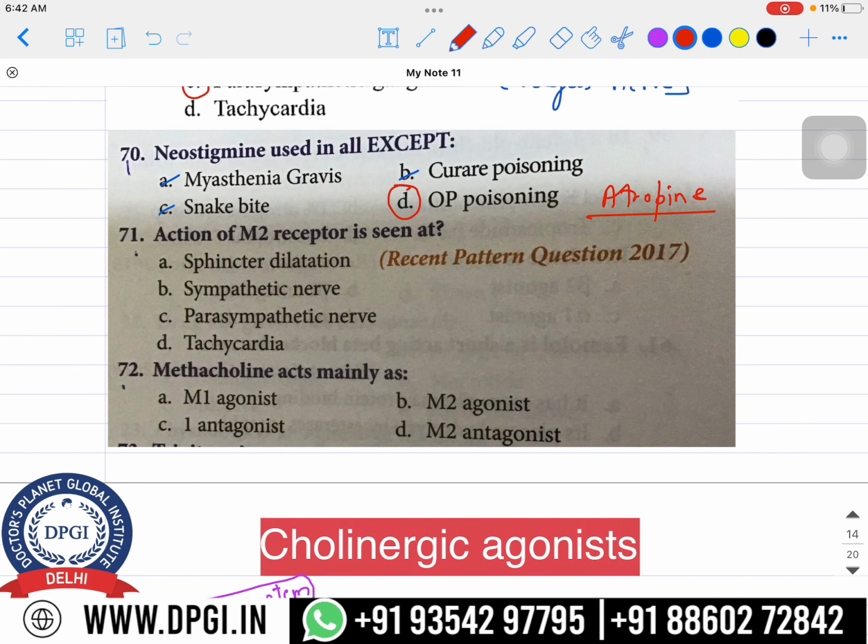Question number 71. Action of M2 receptor is seen at. Action of M2 receptor. M2 is present in the heart, focusing on the vagus nerve again. What should be the answer over here again? Yes, I can hear that, right? That's the parasympathetic ganglion, parasympathetic nerve over there. So the answer will be the parasympathetic nerve, right? They just ask you the action of M2 receptor.